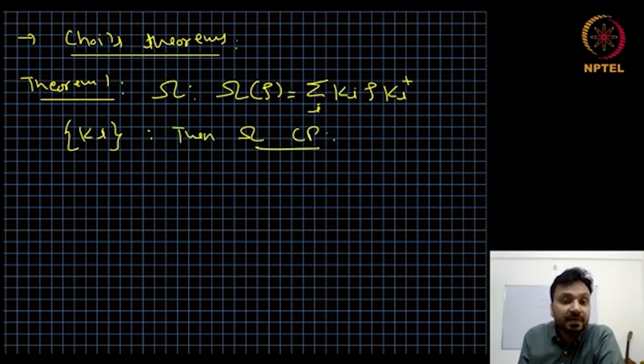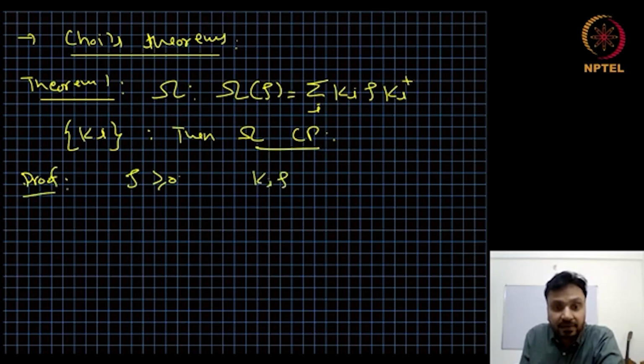Let me repeat it. If we are given a map such that the action of this map on an operator rho can be written as sum over i, K_i rho K_i dagger for an arbitrary set of operators K_i, then omega must be a completely positive map. Okay, the proof is reasonably straightforward. First, we see that if rho is positive, then K_i rho K_i dagger is also positive. Let us call it step 1.